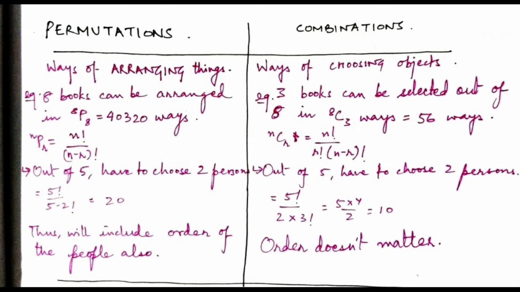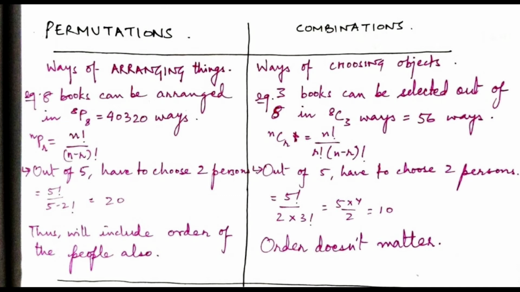So nPr is n factorial upon n minus r factorial. nCr is n factorial upon n minus r factorial into r factorial. So we see that the divisor is greater in case of combinations for the same thing. For example, if we say out of 5 people, we have to choose 2 people. So in case of permutations, it will be 5 factorial upon 3 factorial. But in case of combination, it will be 5 factorial upon 3 factorial into 2 in the denominator itself. Right? So for the same question, permutation is 20, combination is 10.